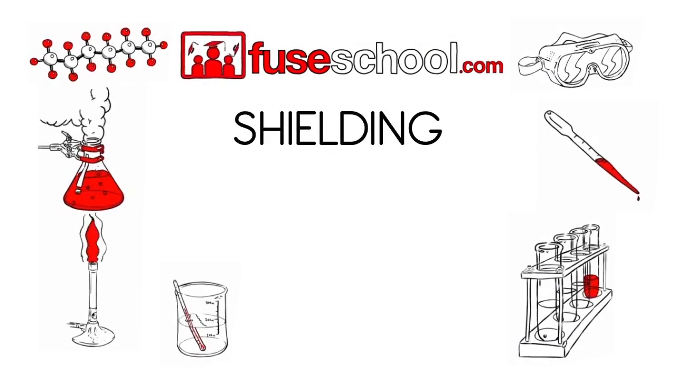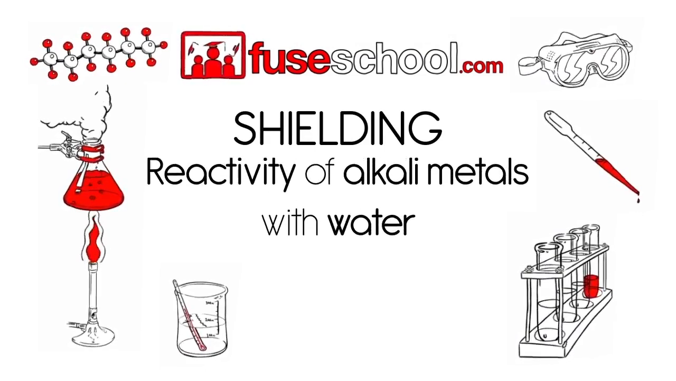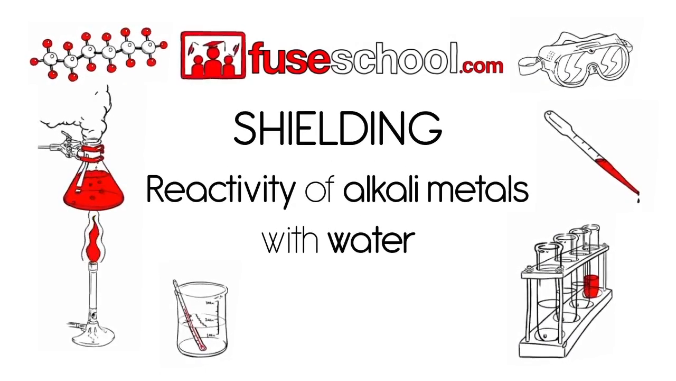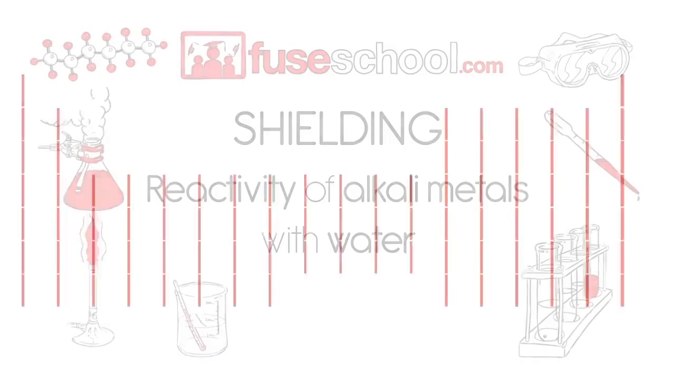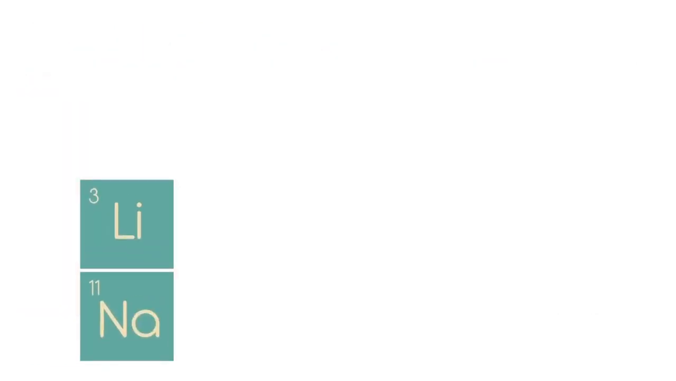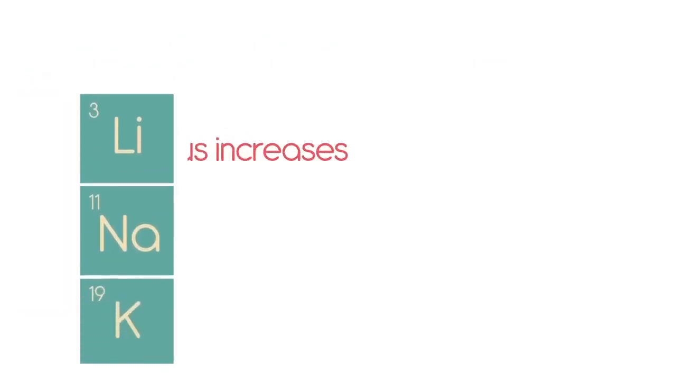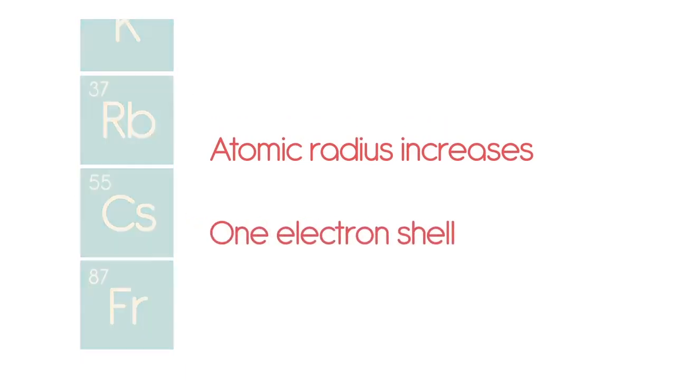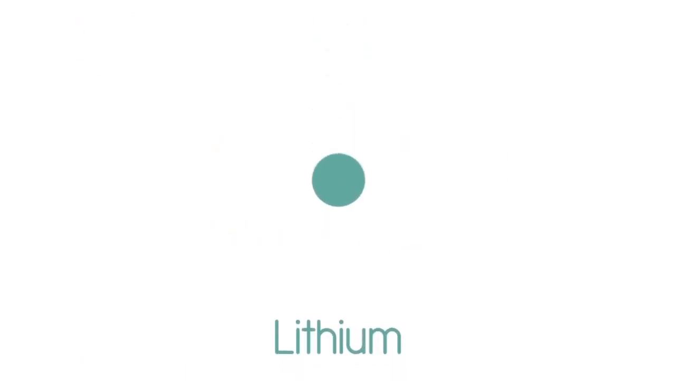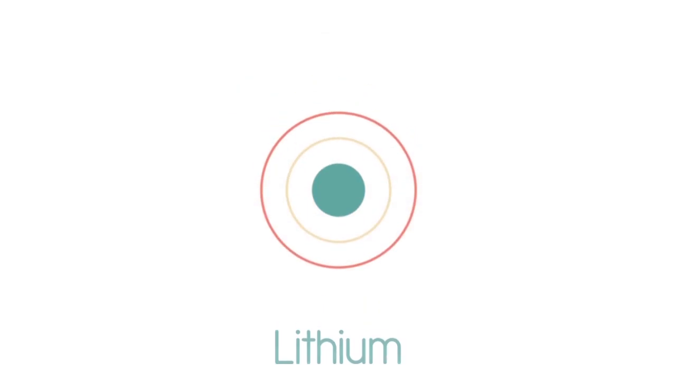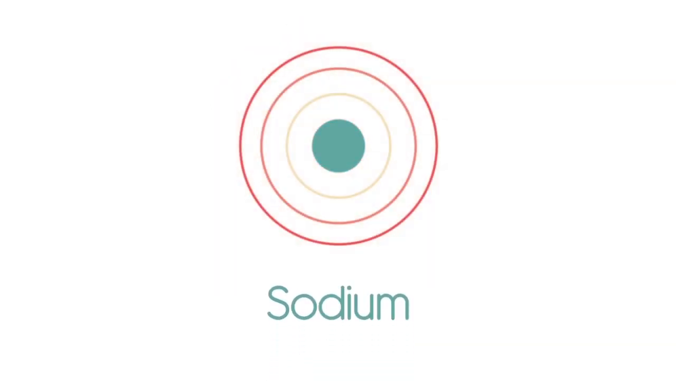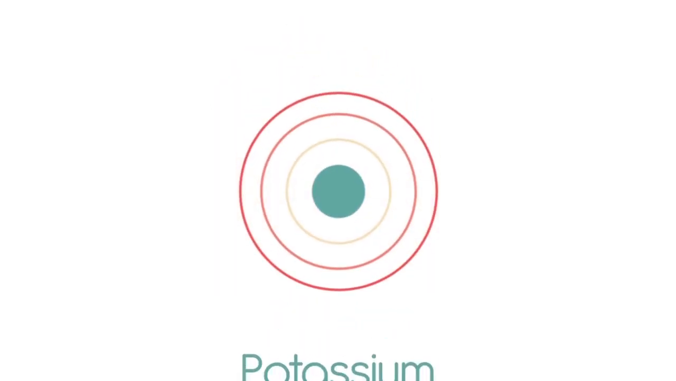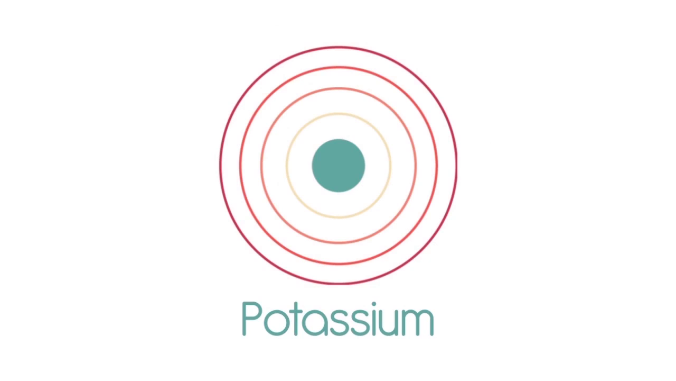In this lesson, we will learn about the concept of shielding and how it contributes to certain observed trends, such as the reactivity of alkali metals with water. Moving down group 1 of the periodic table, atomic radius increases by 1 electronic shell. Lithium has 2 electron shells. Sodium has 3 electron shells. Potassium has 4 electron shells.